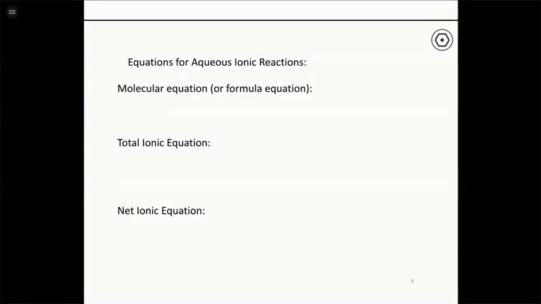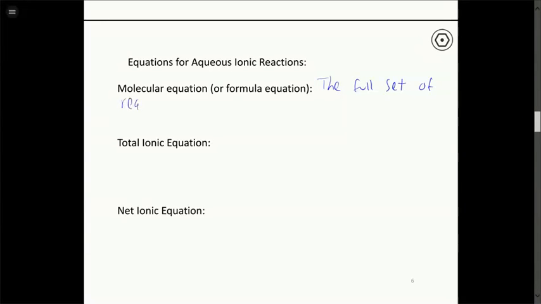So there are 3 ways that we can write the chemical equations for any aqueous reaction, really, but we're going to apply it mostly today to precipitation reactions. So the one that we always start with, or the easiest one to think about, is what's called the molecular equation, or sometimes called the formula equation. So in this case, we write both the reactants and the products as intact compounds. In other words, we don't separate the ions in this type of equation.